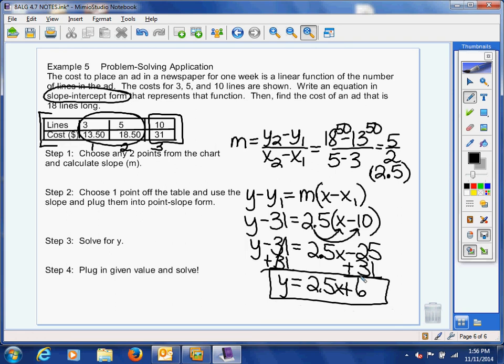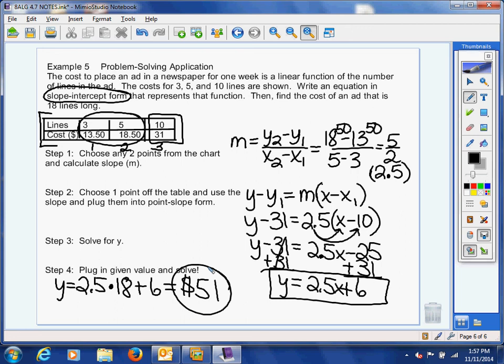Now our other answer is, once we have that equation, now we're going to find the cost of an ad that is 18 lines long. So 18 is going to be our x. So you're going to plug 18 where the x is and then add 6. So get your calculators out. Let's practice this together. Punch in 2.5 times 18 plus 6. Your calculator will follow order of operations, and you will see that this ad is going to cost $51. Great job. That's a great application.